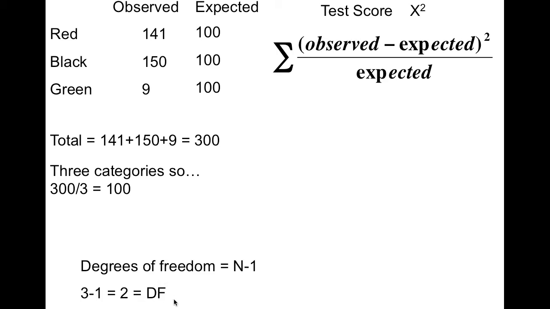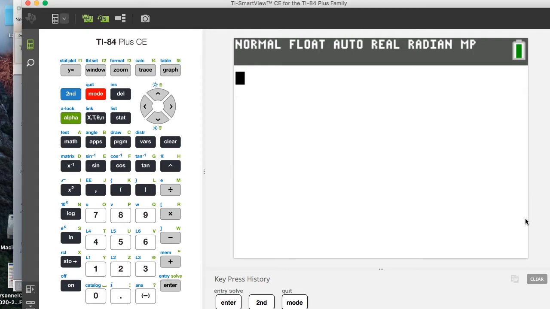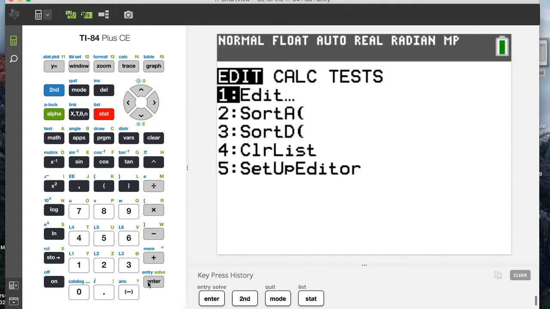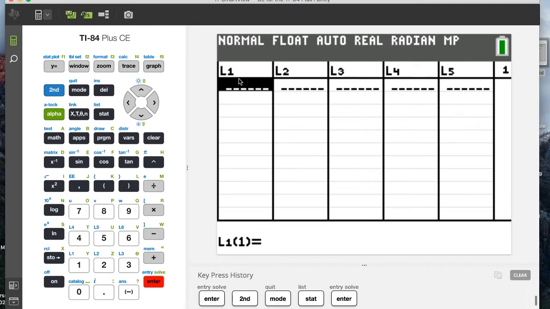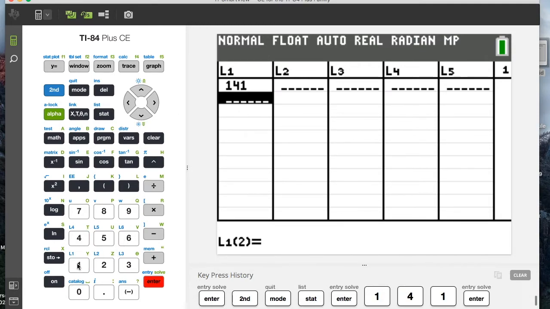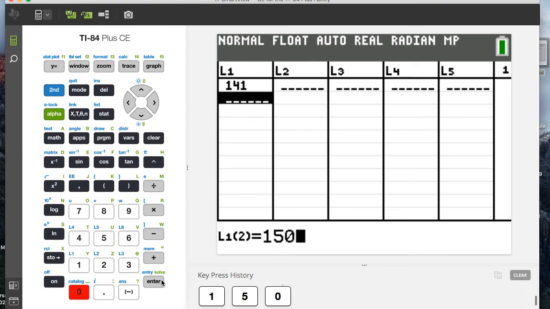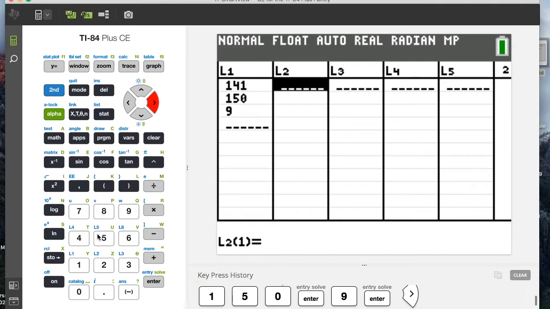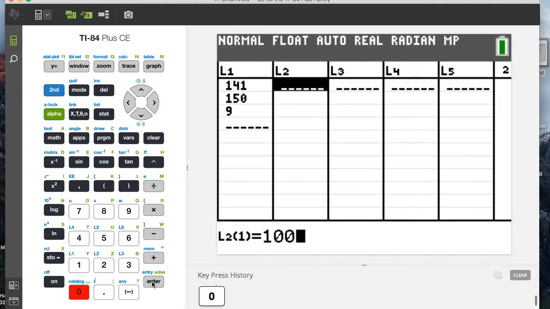So I'm going to go to the calculator. The first thing we need to do is enter our lists into L1 and L2. We've done this a couple times. Stat, edit. My lists are all cleared out. I'm going to plug them in real quick: 141, 150, and 9. Go over to L2. This is our expected, and each one of our expected was the same thing. It was 100 each time.